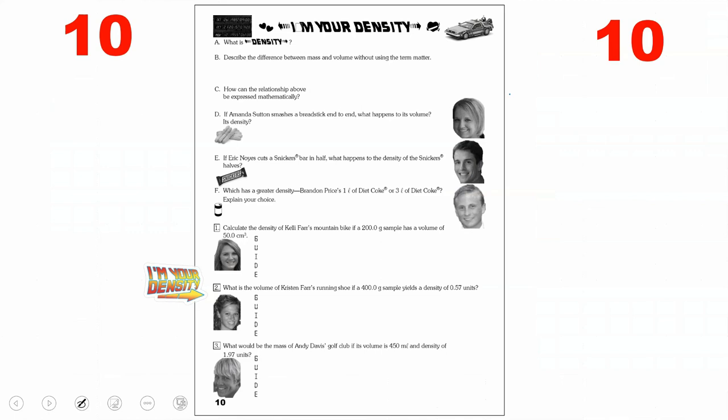Number 2. What is the volume of Kristen Farr's running shoe if a 400-gram sample yields a density of 5,700 units? So we're going to follow the guide steps. We're going to jot down all the numbers. So we have a 400-gram sample and 5,700 units. And what's the volume?